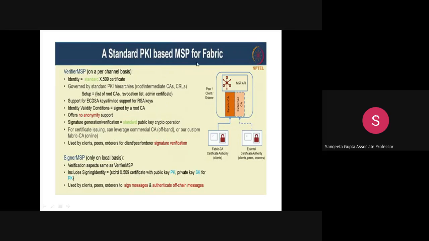Right? So in order to set up this particular part, you need a list of root CAs, because each organization may have a root CA, and a revocation list, which includes the set of operations associated, and the admin certificate. So admin is different, root CAs are different. Admin is just like the overall controller, he may be the principal. Root CAs are like heads, and the revocation list are the operations associated with each of these entities.